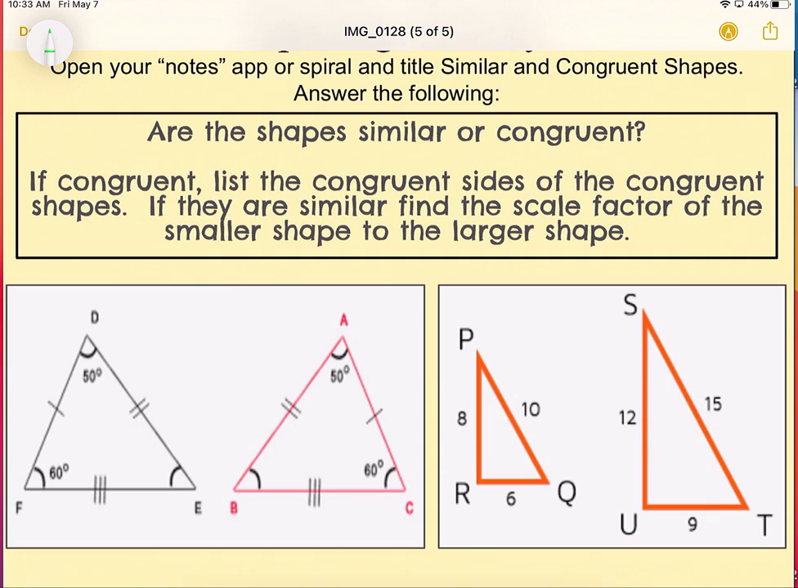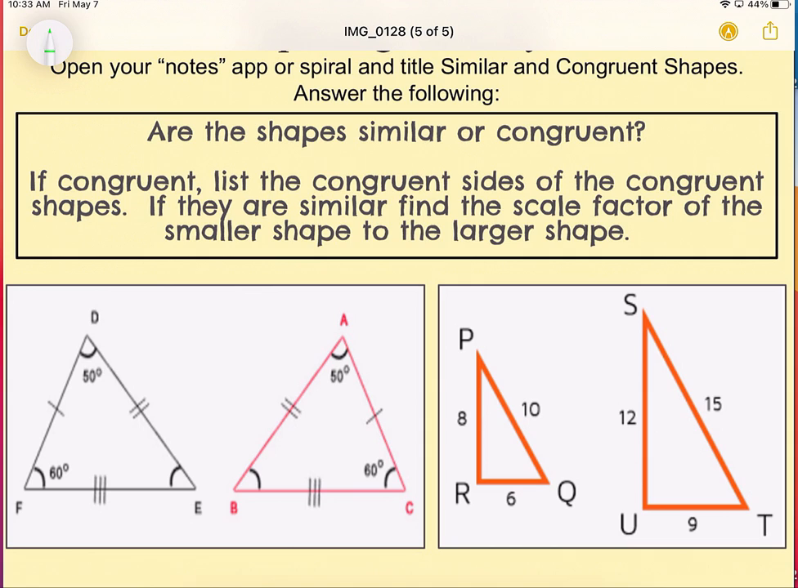So if you could open up the Notes app in your iPad, or if you're doing Spiral, go ahead and open up your Spiral, and you're going to title this Similar and Congruent Shapes, and then answer the following question. Are the shapes below similar or congruent? If they're congruent, you're going to list the congruent sides of the congruent shapes. If they're similar, you're going to find the scale factor of the smaller shape to the larger shape. So I would like for you to pause this video, attempt these two problems, and then come back to check it.